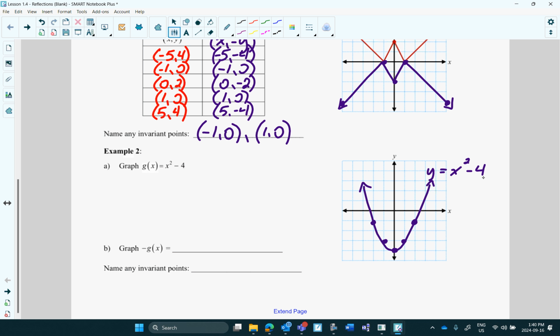How would you graph g of x? Wait a minute, I don't know how to count. It actually goes right on the x-axis, which makes it easier to see the invariant points. So what do we do when we vertically flip it? Just take these points that we put on x squared minus 4, and flip them up.